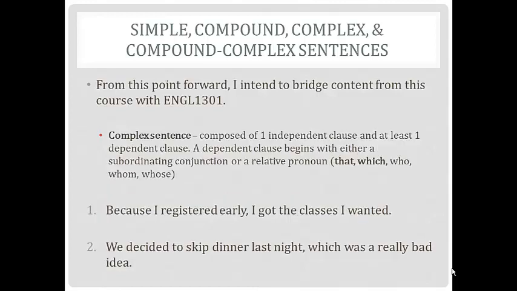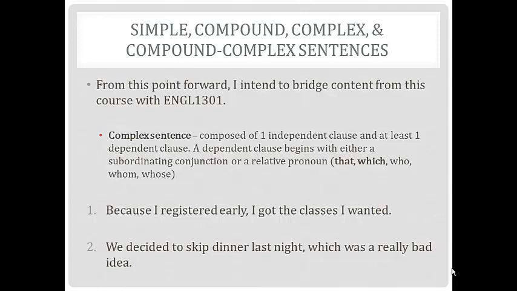A third type of sentence structure is a complex sentence. This is composed of one independent clause and at least one dependent clause. A dependent clause begins with either a subordinating conjunction word or a relative pronoun. So for a relative pronoun, you're looking for the words such as that, which, who, whom, or whose. Usually students see a relative pronoun if they use the word which or that. Those are the most common. So let's look at the examples we have here.